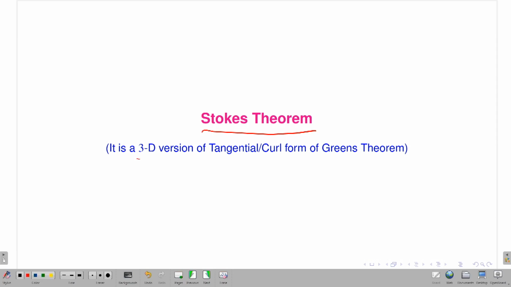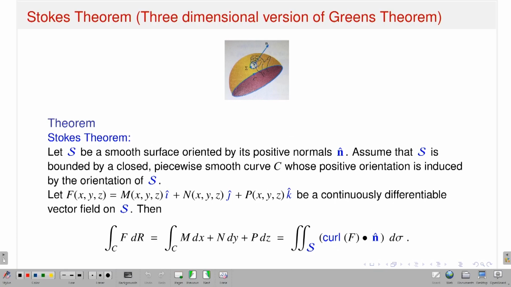It is nothing but the three-dimensional version of Green's theorem, and that is a tangential or curl form I will talk about. Green's theorem I already discussed in my earlier lectures. So this is nothing but the three-dimensional version of Green's theorem, which is known as Stokes theorem. What is that? Let's see the statement.